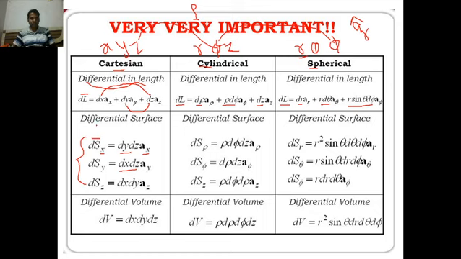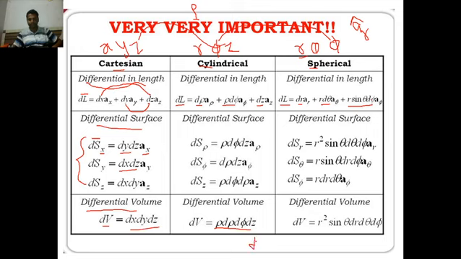So differential surfaces are vectors, differential volume is a scalar. How would you find the differential volume? Multiply all three differential lengths and you will get the differential volume. For example, here dr into r d phi into dz, you will get the total differential volume. How will you find it in the spherical system? dv equals dr into r d theta into r sin theta d phi. You can write it in this fashion.